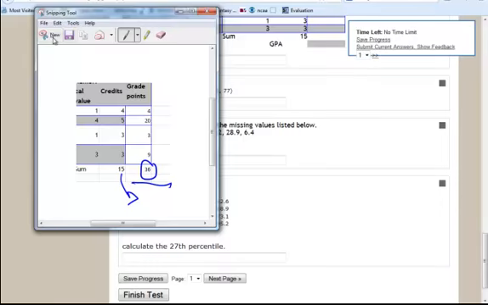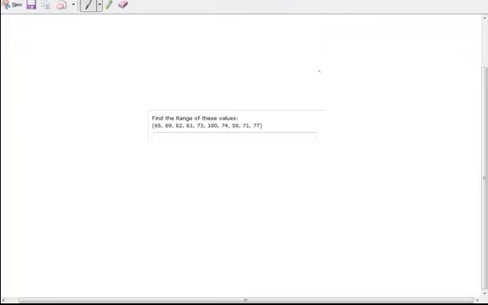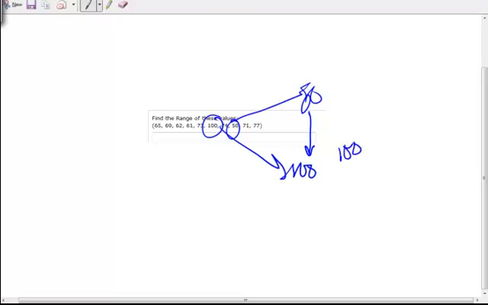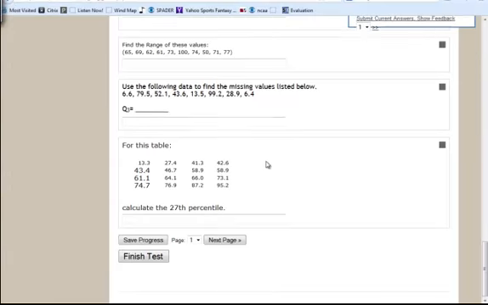Range, you need to know the biggest value is 100, and the smallest value, which is 50, and the range is how far apart those are, or subtract, and that will be the range. Next one.